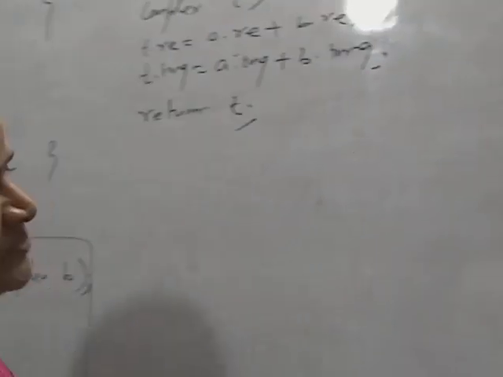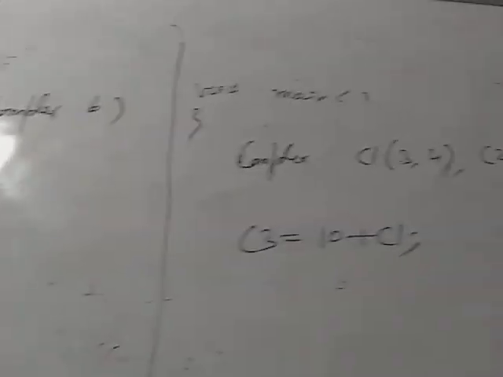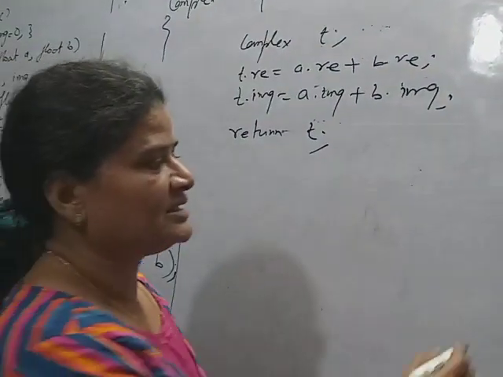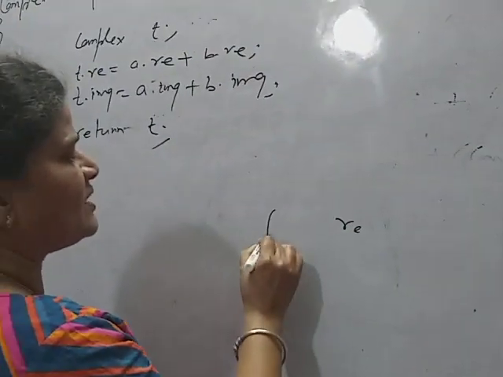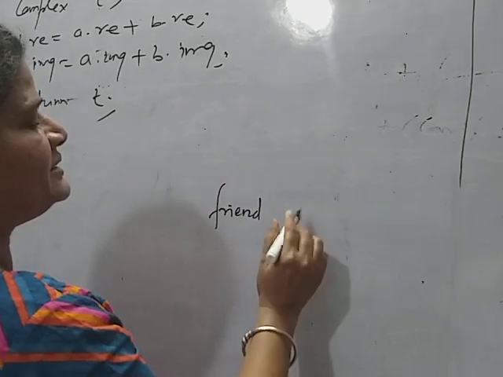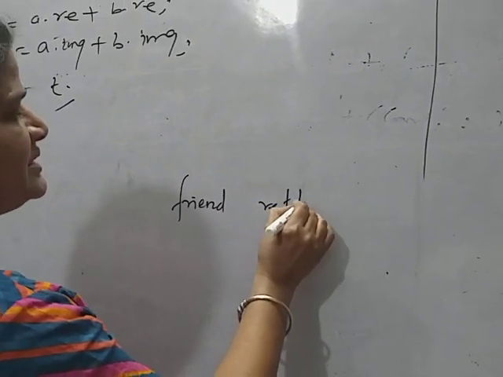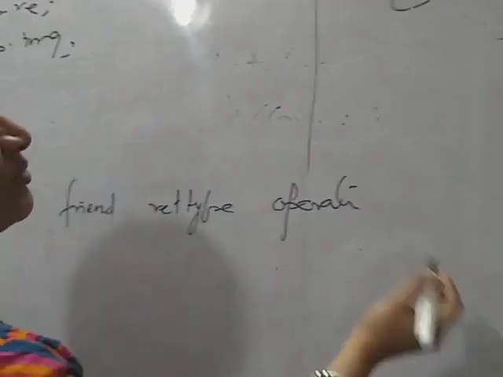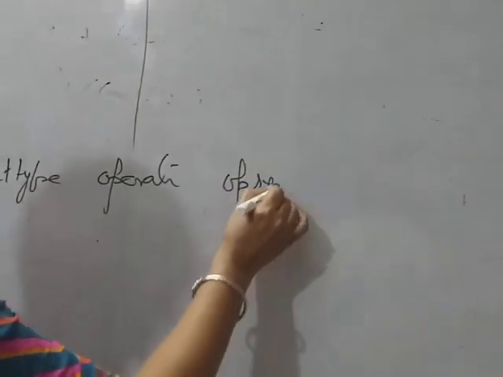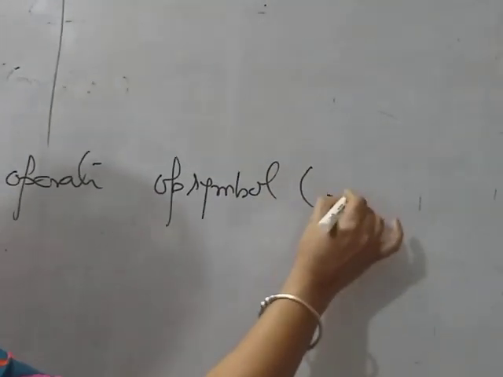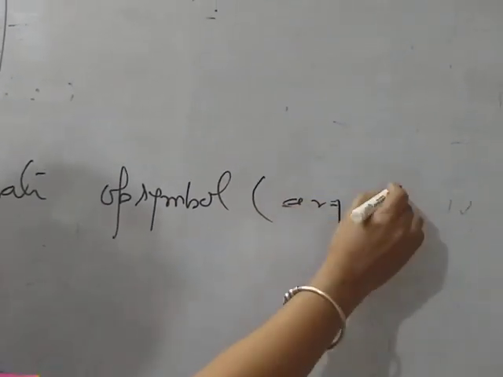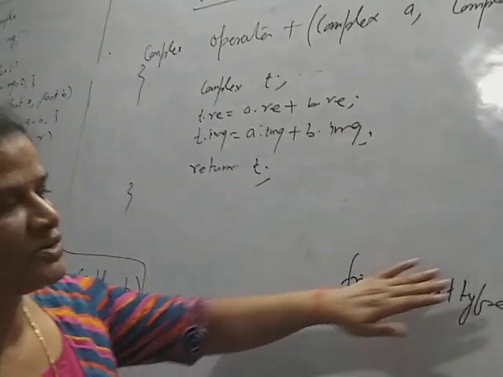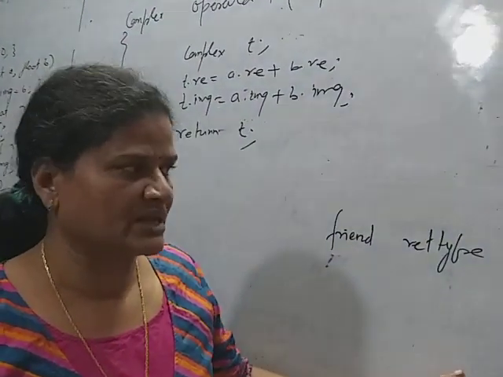The syntax is the same when we overload binary operators or unary operators using friend function. It is: friend, then the return type, whatever it may be, then operator and the operator symbol you want to overload, and the arguments here. Friend functions are not member functions of the class, so we can define the body outside.